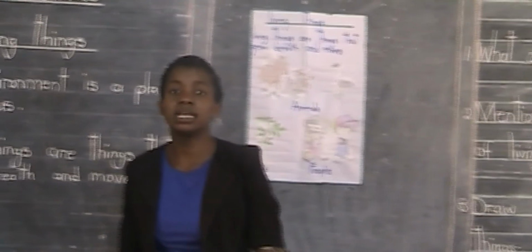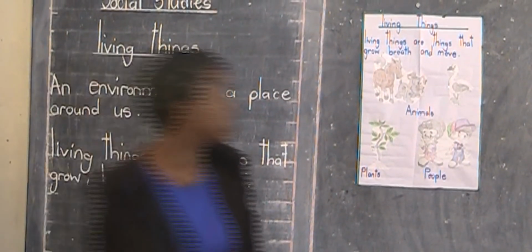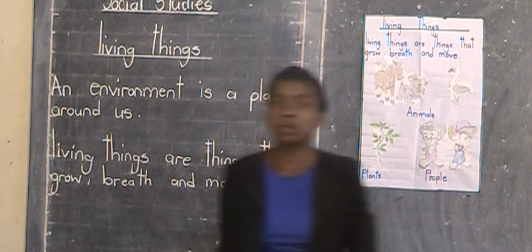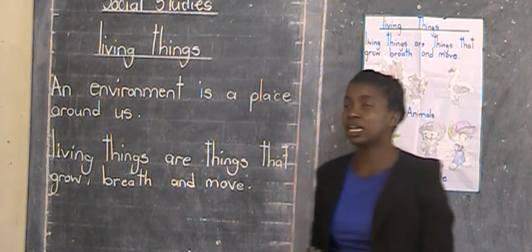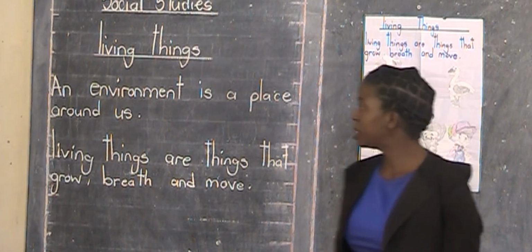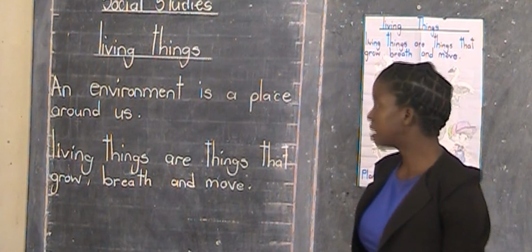Therefore, today's lesson in social studies was looking at living things. Before we had looked at what living things are, we had to look at what an environment is. We said an environment is a place around us.